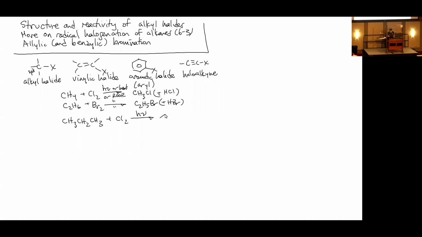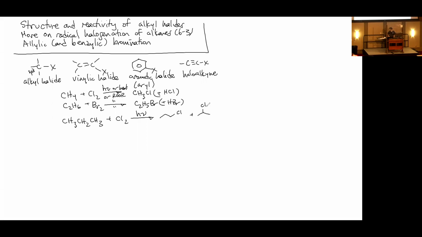One of them is, I'm going to switch to line angle drawings if I may, 1-bromopropane, and the other one is 2-bromopropane. How about chloro? How about we not do nuclear chemistry in our organic chemistry class? 1-chloropropane and 2-chloropropane. Those are the two products that we can get.